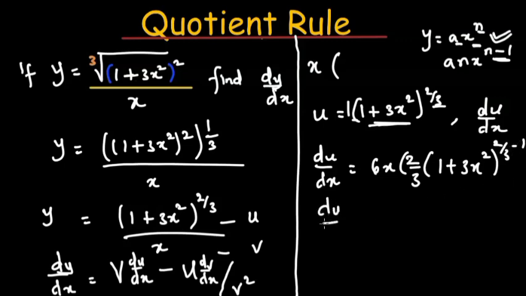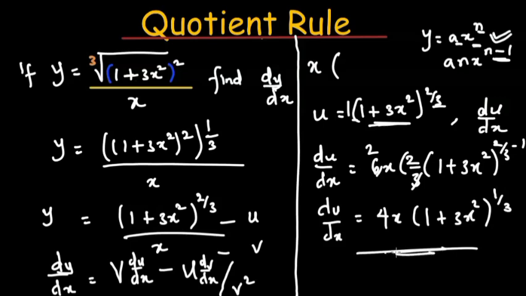And so du/dx is equal to, yes, we can multiply this. 3 goes in 6 twice, and so we have 2 times 2, 4x, into (1 plus 3x squared) to the power of 1 over 3. So we have this as our du/dx. I will come back to this to fix it. So let me clear out this part.